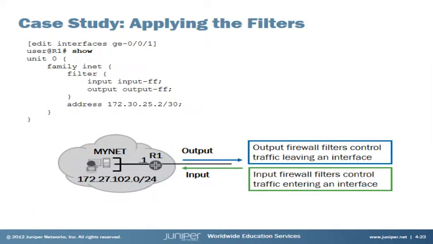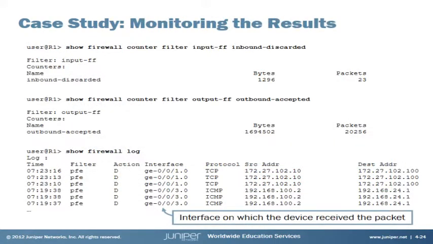Okay, and let's apply the filter to the interface. Here we are, TE001, and there's our filter, input FF, and output FF. So there are our filters that we've applied. Of course, we commit those, and then away we go.